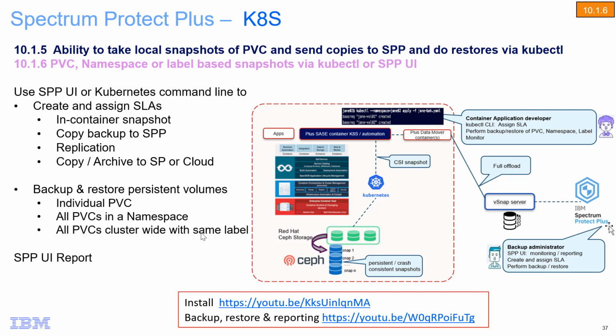And when we do these backups and restores of the persistent volumes, those can either be individual PVCs, all the PVCs in a namespace, or all the PVCs cluster-wide that have a specific label. We also have a Spectrum Protect Plus user interface report that I'll show you as well. I do have two videos out there showing the installation of Spectrum Protect Plus into the Kubernetes environment and how to set up backup, restore, and reporting in both the user interface as well as in Kubernetes.